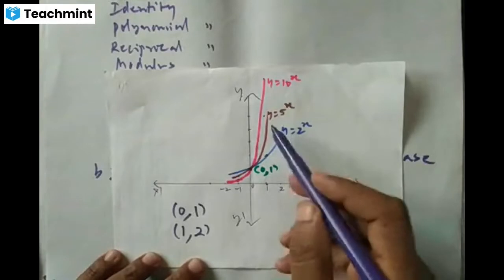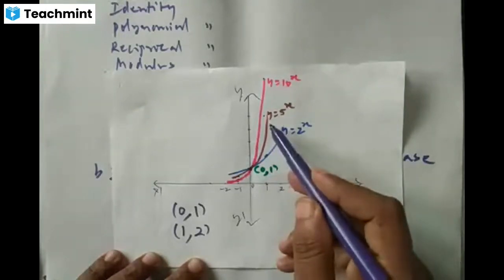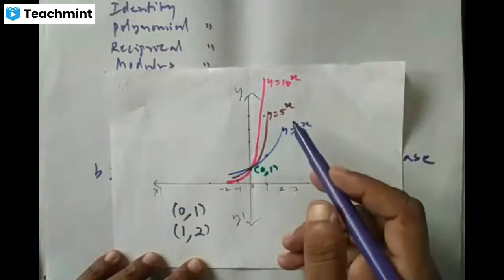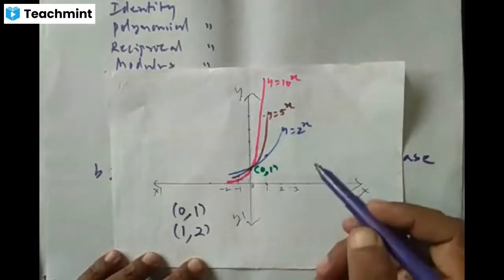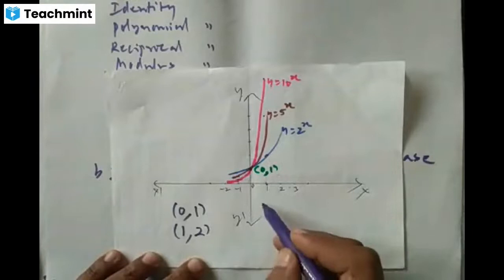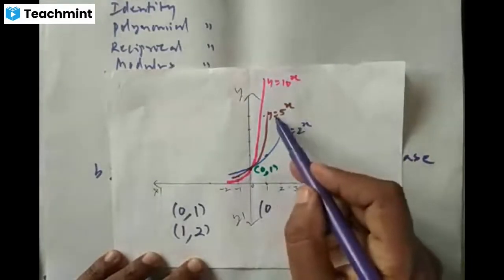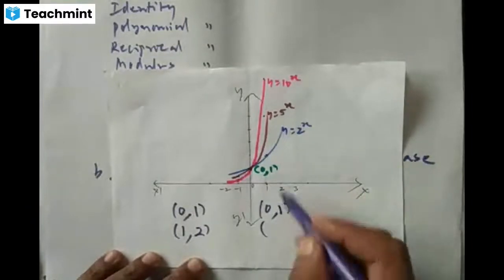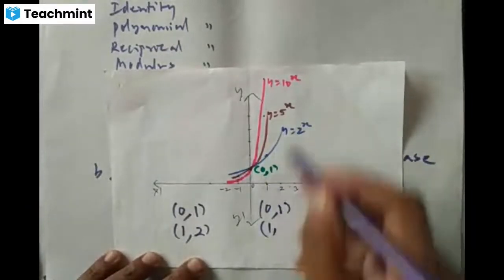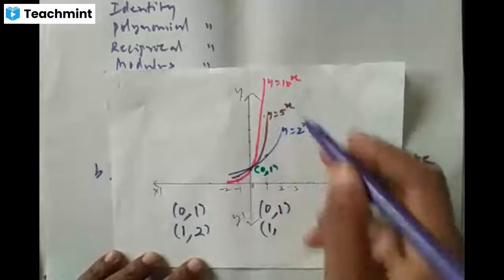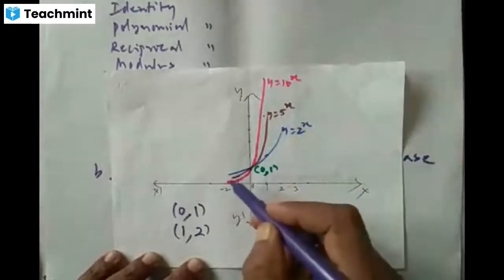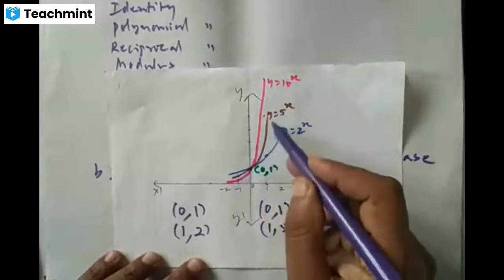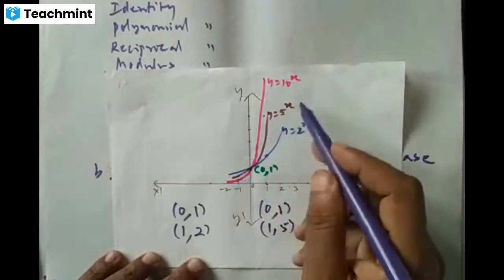Similarly, see the brown color graph. It is a graph of the function y is equal to 5 power x. On that graph I have taken 2 points. If I put x is 0, y becomes 5 power 0, which is nothing but 1, correct? Next, I put x is 1. When x is 1, what is the value of y? 5 power 1 is 5. I got 2 points. I have joined those 2 points. Then I got the graph of the function y is equal to 5 power x.